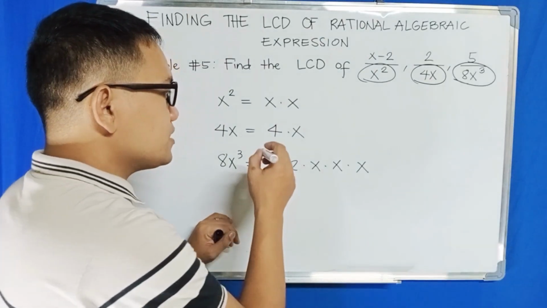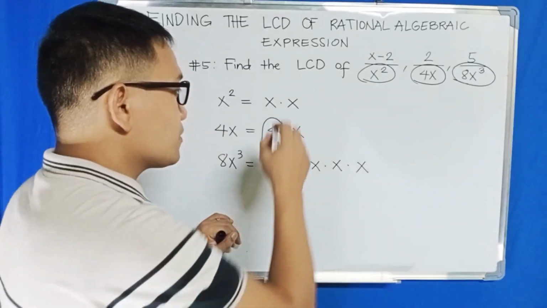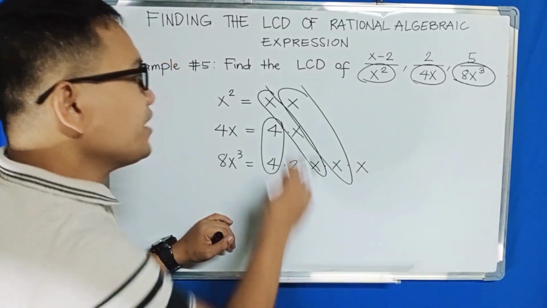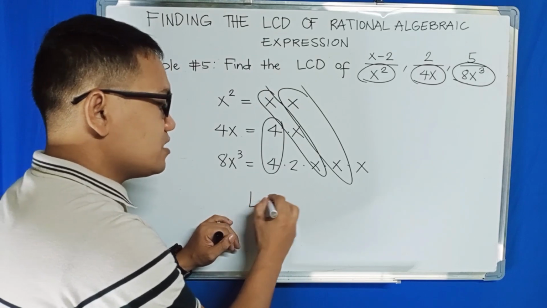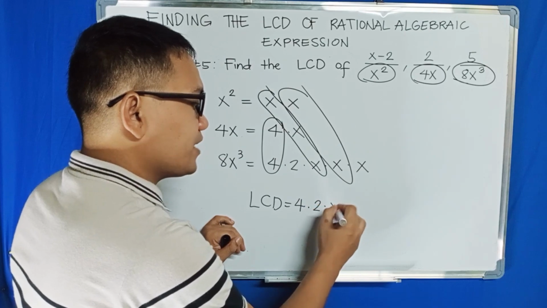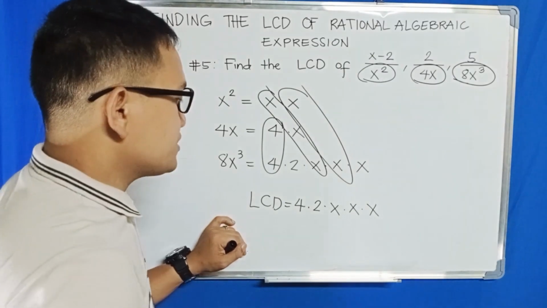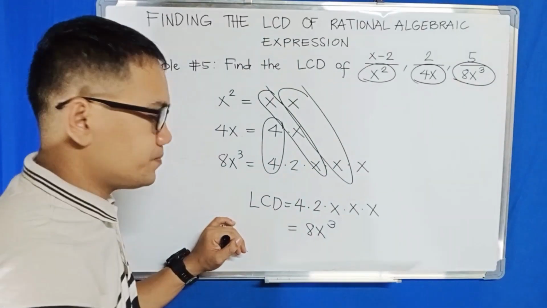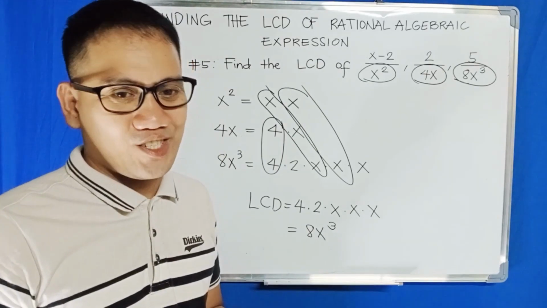Here, we notice that 4 is shared by 4x and 8x cubed. X is shared by the three denominators. Another x is shared by x squared and 8x cubed. So, our LCD would be 4 times 2 times x times x times x. This means our LCD would be 8x cubed. So this would be the LCD, or least common denominator, of our given expressions.